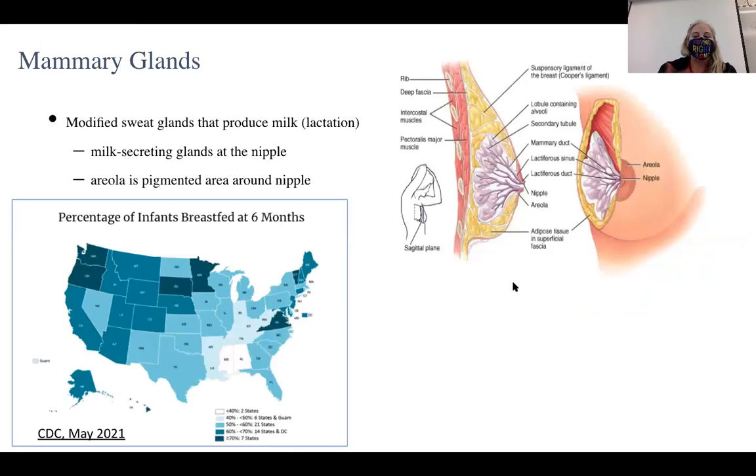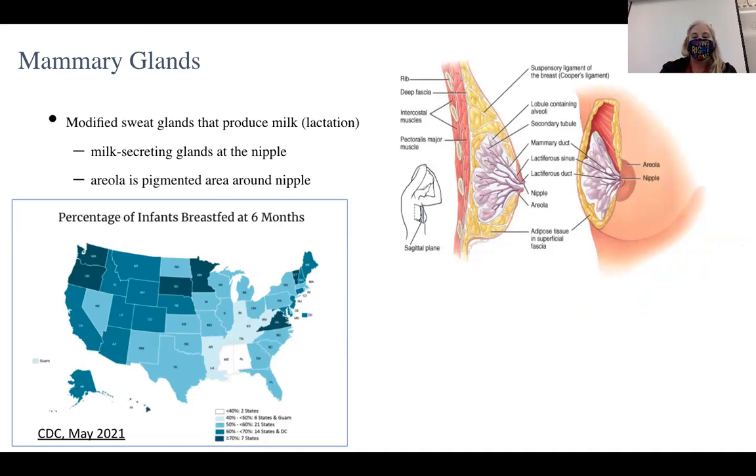All right. In the mammary glands, it's a modified sweat gland. It's a milk secreting gland at the nipple. And just about like breastfeeding, the percentage of people that breastfeed, sometimes it's popular, sometimes it's not, sometimes it's personal choice. Breast is best basically just because of the antibodies that are in it. We are still researching all the benefits of breast milk.